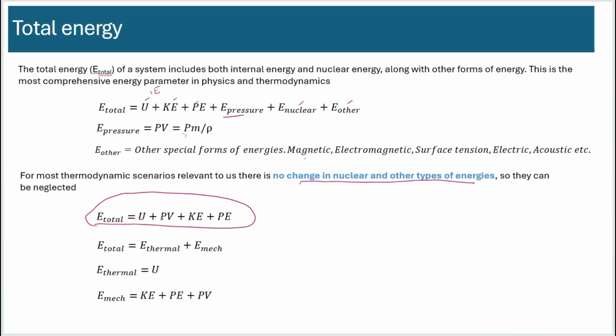Okay. Now here you can split them into two. You can say part of it is mechanical, where there are no temperature related terms. If you look at these, it's pressure-volume energy, kinetic energy, and potential energy. You can lump them together as mechanical. And internal energy is primarily related to temperature, so you can call that thermal. So you can say the thermodynamic total energy is a sum of thermal and mechanical energy.